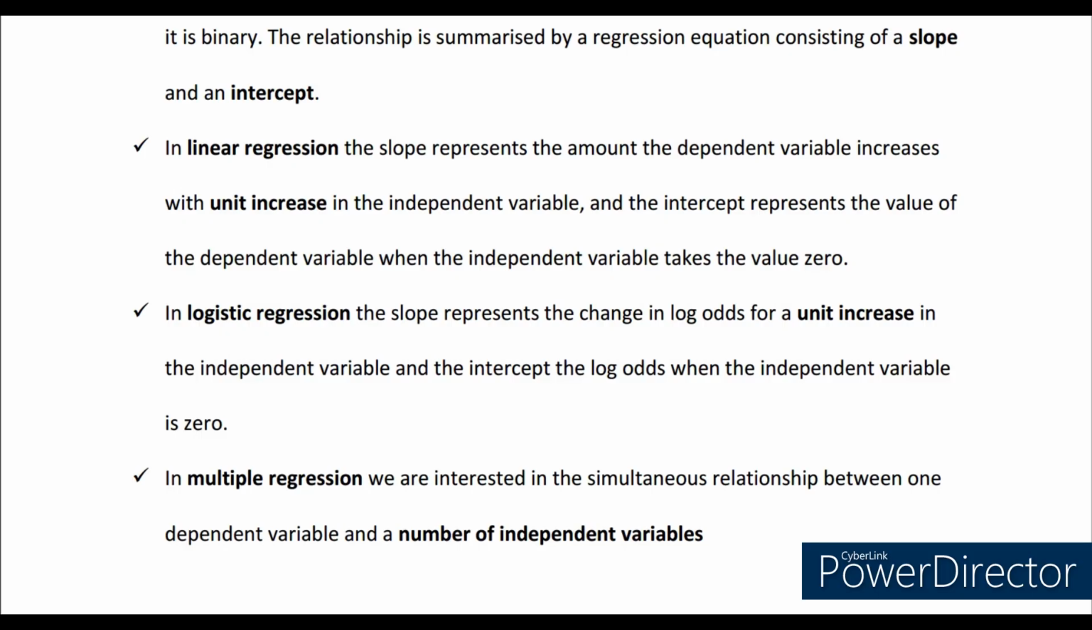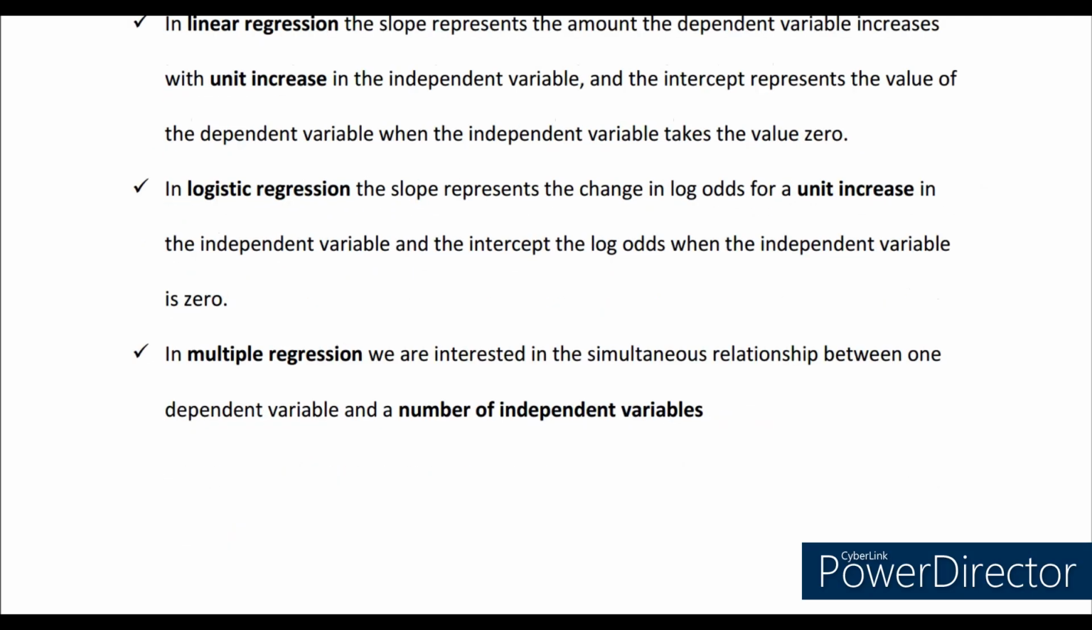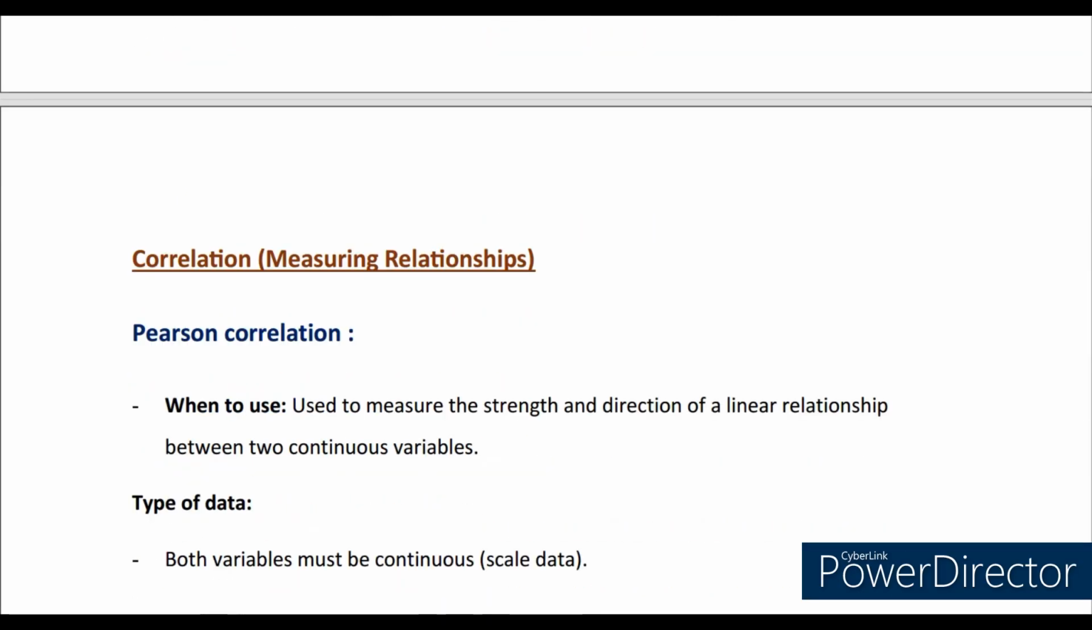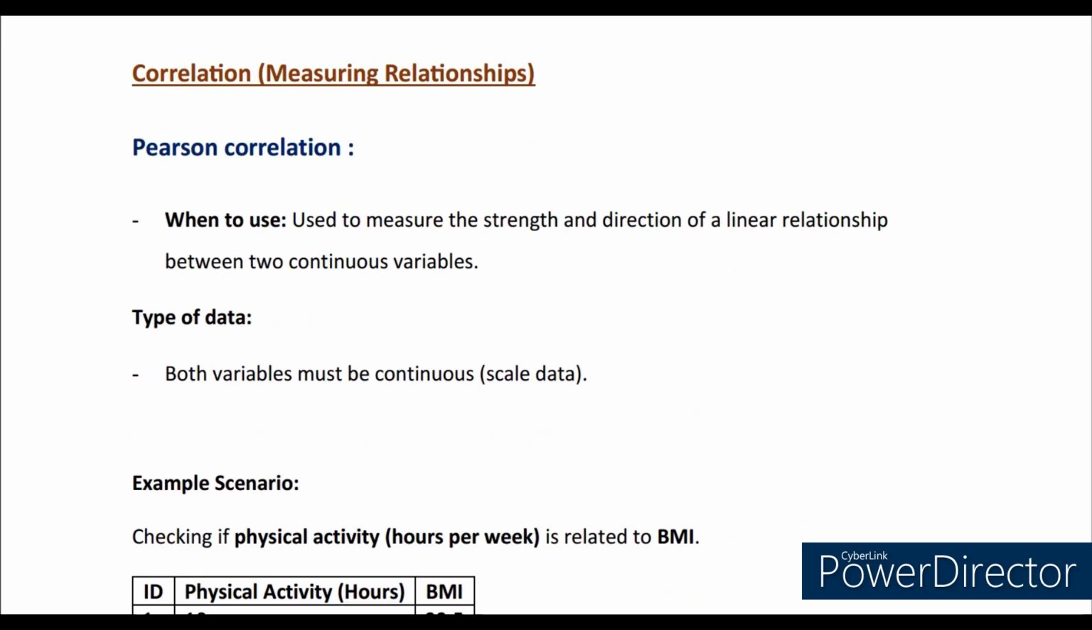In logistic regression, the slope represents the change in log odds for a unit increase in the independent variable, and the intercept, the log odds when the independent variable is 0. Now coming to multiple regression, it is interested in the simultaneous relationship between one dependent variable and a number of independent variables. First we will look at the correlation. Under that, the first test is Pearson correlation. It is used to measure the strength and direction of a linear relationship between two continuous variables.